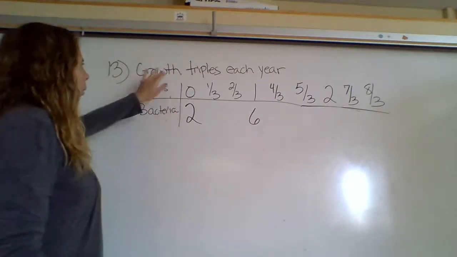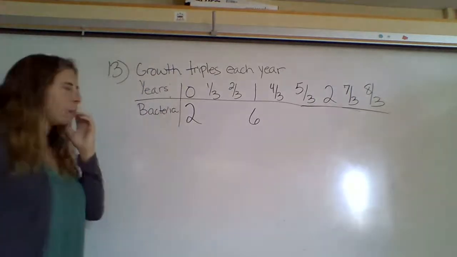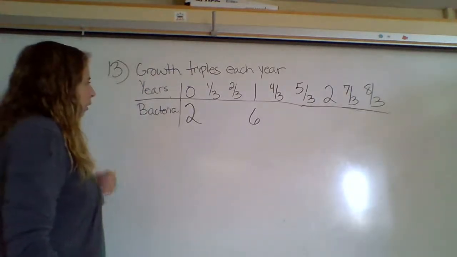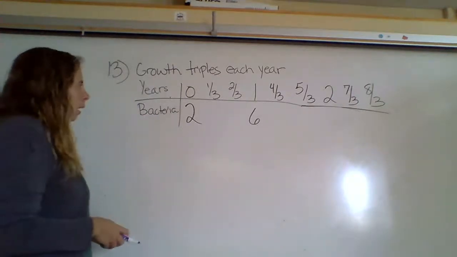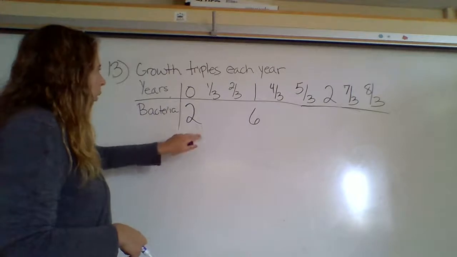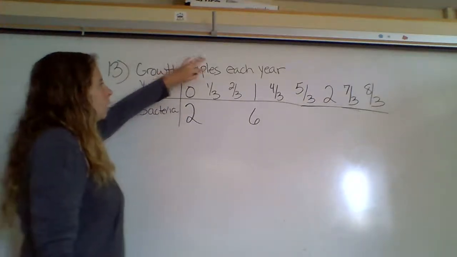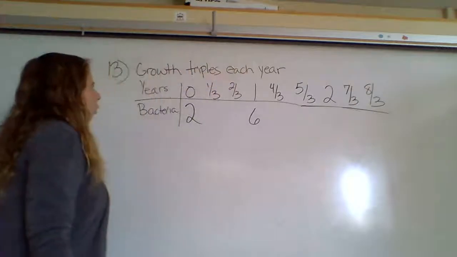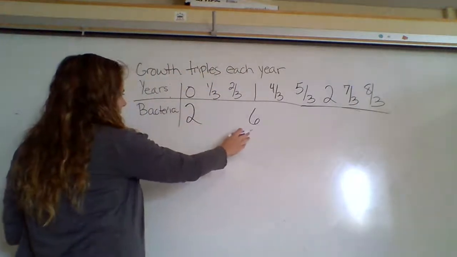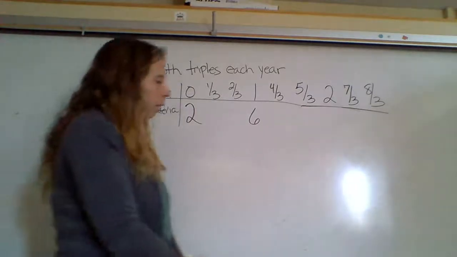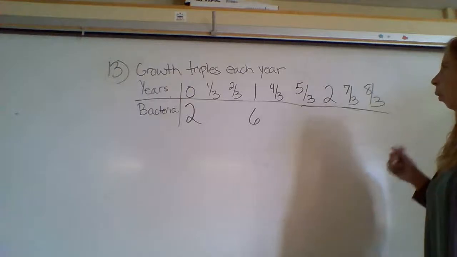So it says the growth triples each year. So every year, this bacteria growth triples. Okay, that makes sense. So from 0 years from the start to 1 year, it should triple. 2 times 3 is in fact 6. So that checks out. Let's fill in the other whole years of our table.